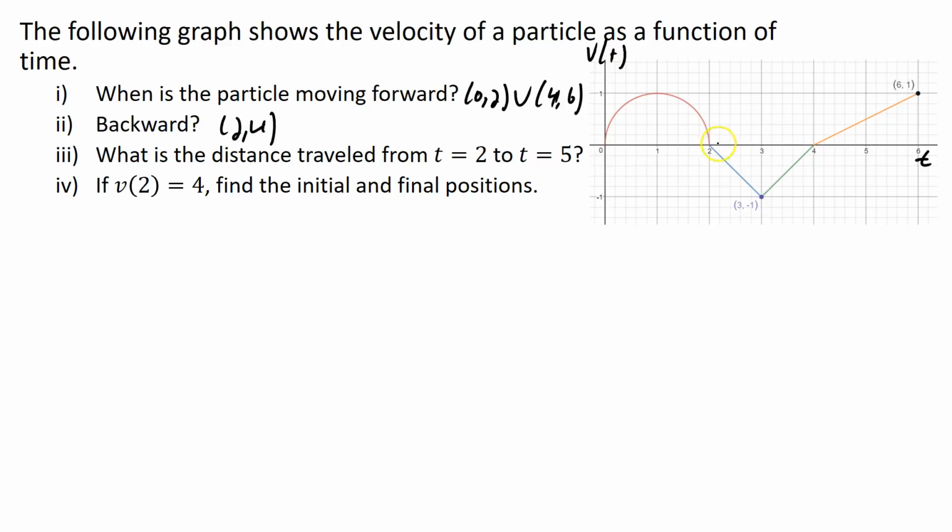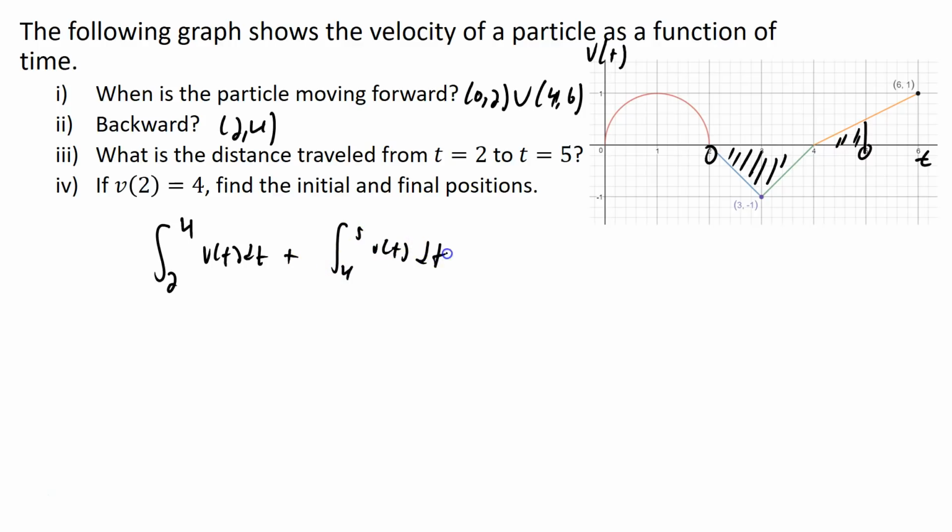Distance traveled from 2 to 5. So here's 2, here's 5. That is not just an integral, right? I have to add up the pieces that are positive. I'm going to look for a positive area here and positive area here. I'm going to add them together. So that is going to be the integral from 2 to 4 of v of t dt plus the integral from 4 to 5 v of t dt.